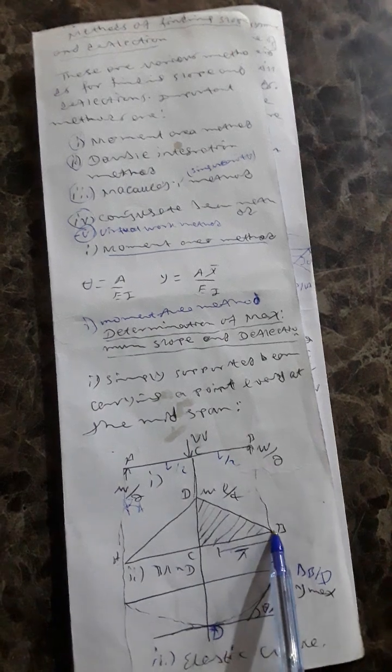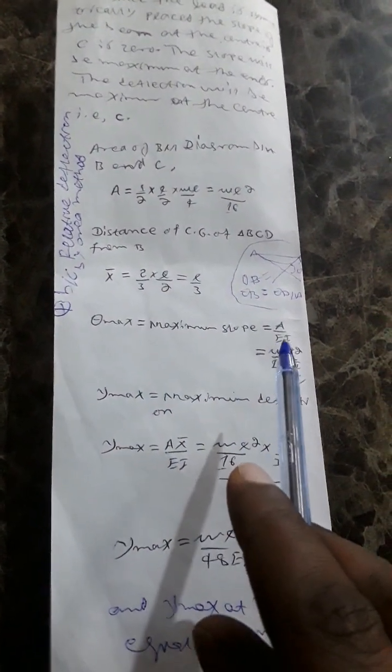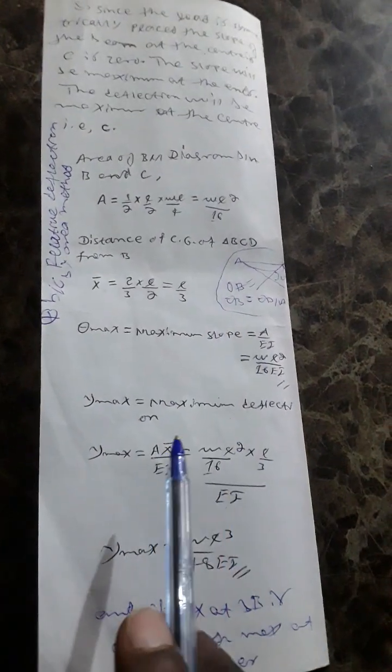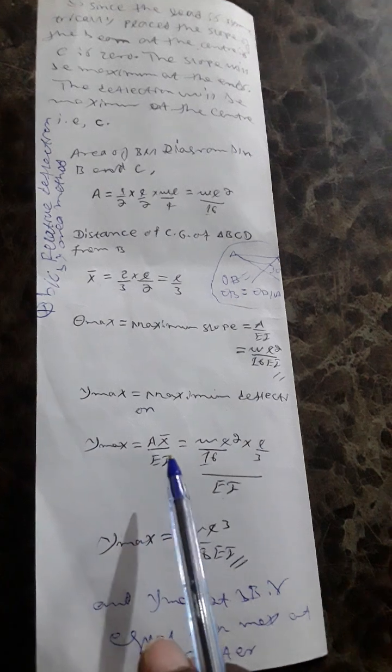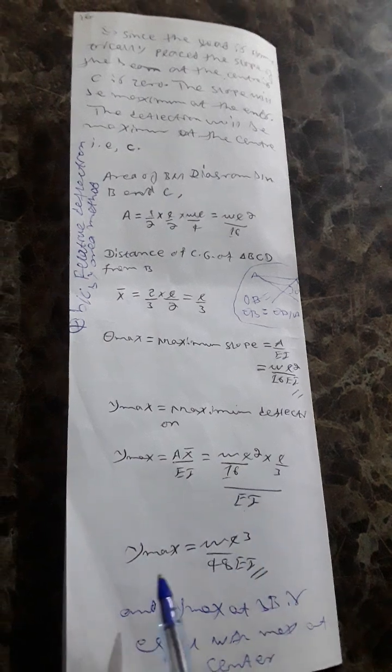We calculate the deflection at this point, or the relative deflection of B relative to D. This is the distance of the gravity. Theta maximum is the slope, that is A over EI, WL squared over 16. Y maximum deflection is equal to A times x bar: WL squared over 16 times L over 3, since 2 over 3 of L over 2 is L over 3. So y maximum is WL cubed over 48 EI.